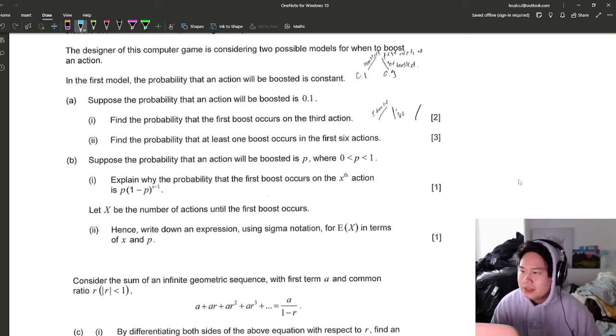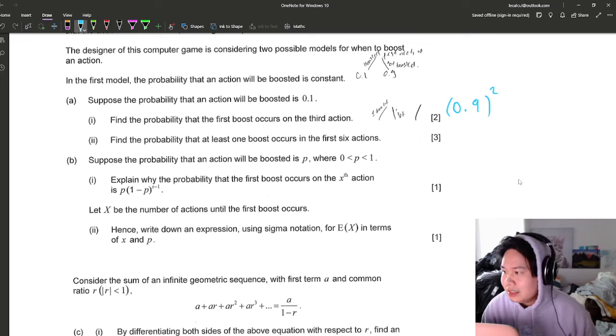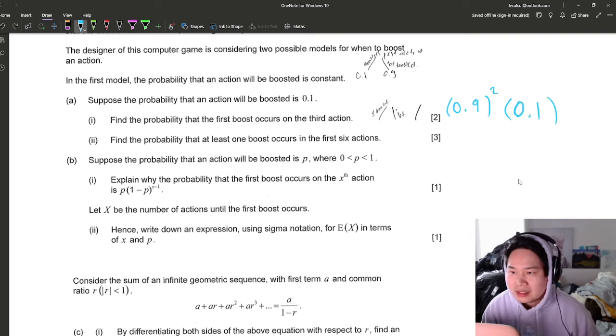Okay, so then that means that the first action is unboosted. So is the second action. So these are independent events. We can just multiply their probabilities together. And then the third one is the boost, right? So probably something like this. I don't want to multiply it out, but there you go. That is question A. I.